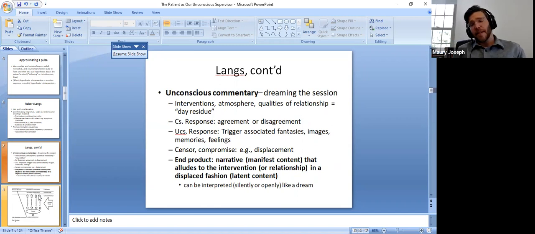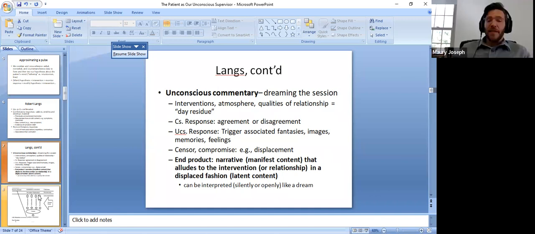So Langs's hypothesis is that in response to our intervention, the patient may tell stories or offer narratives or thoughts or dreams that implicitly allude to their feelings about and their responses to what we've said. And so for Langs, our interventions are almost like the day residue of Freudian dream theory. Our interventions, the atmosphere of the relationship, the qualities of the relationship will trigger associated fantasies, memories, images, feelings, and of course, unconscious fantasies, images, memories, feelings, just like the day residue of a dream.